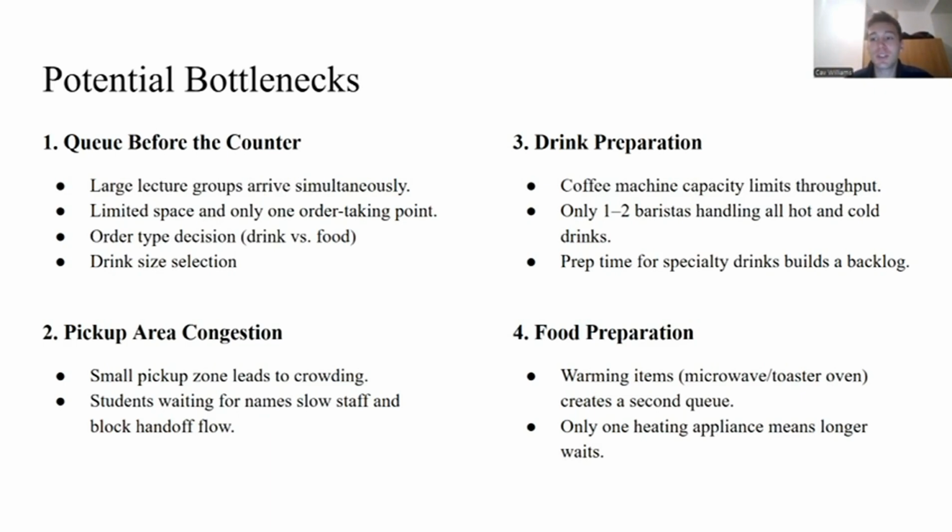And which coincides with that, food preparation is the same thing, except you only have like 1 to 2 microwave/toaster ovens, so you can't make that many things at once. And the heating appliances also take time to actually heat up the food, so that also adds into that bottleneck. So really, 1 at the front, the queue counter, 2 in the middle of the process, which is the drink and food preparation, and then 1 bottleneck at the end, which is the pickup area congestion.